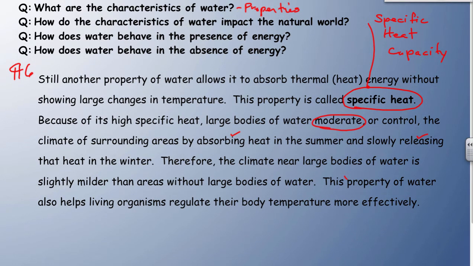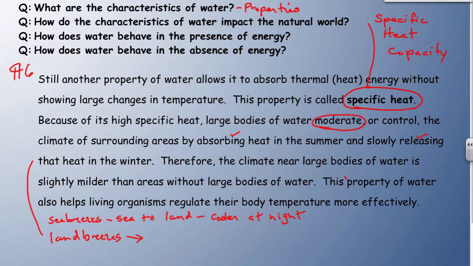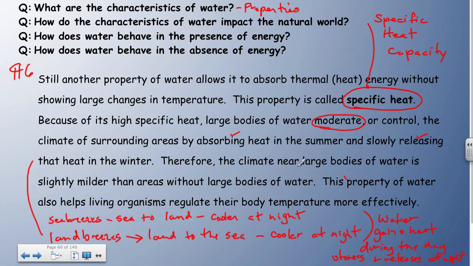So this is what we learned when we investigated sea breezes. Sea breezes blew from the sea to the land, which was cooler at night. Land breezes blew from the land to the sea because the land was cooler at night. This all happened because water gains heat during the day and stores it and releases it at night. So the climate near large bodies of water is slightly milder than areas without large bodies of water.